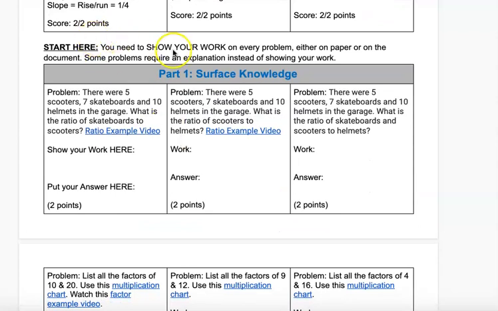So in the surface knowledge section here, you're going to start by reading the ratio problem, and the ratio problem is the same for all three of these. However, each question has a different part that it's asking. So in this one, it's asking ratio of skateboards to scooters. So up here, you just find skateboards and put it over scooters as a fraction. So skateboards over scooters, that is your work. That's all I need to see there, because that shows me you know what the question is asking here. And then you put the answer down here. There were 7 skateboards over 5 scooters.